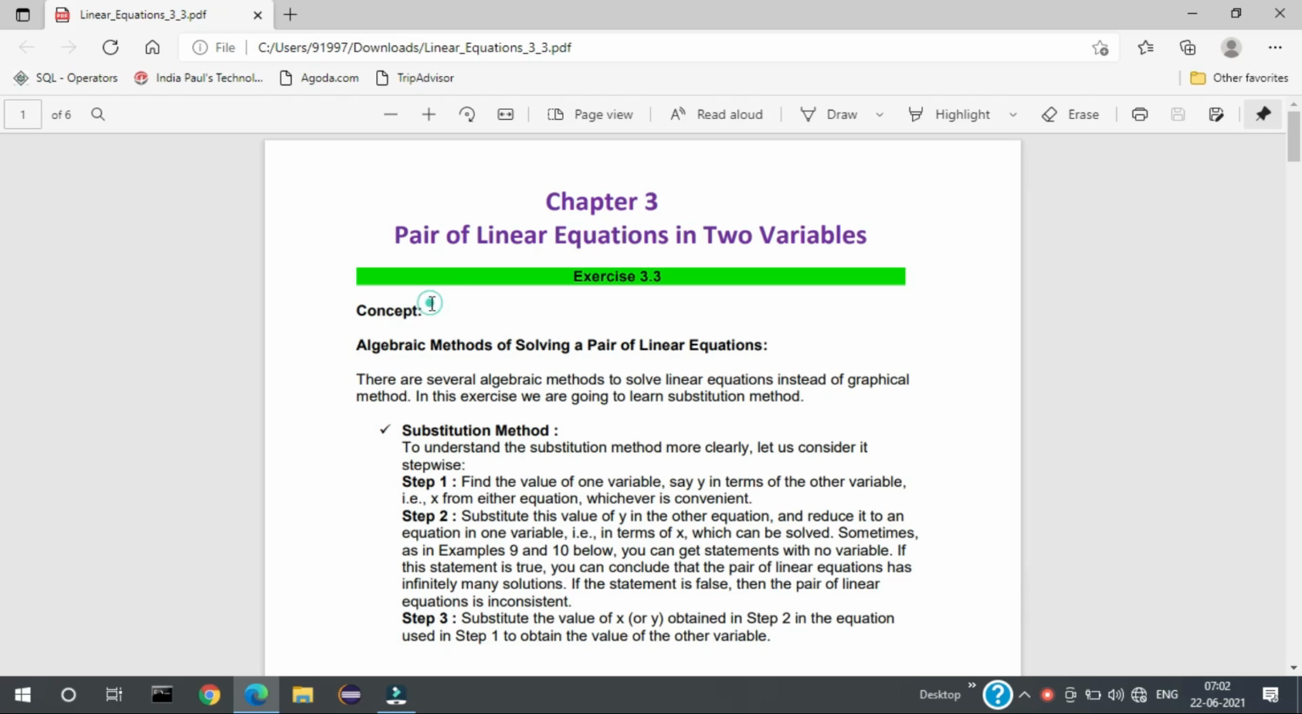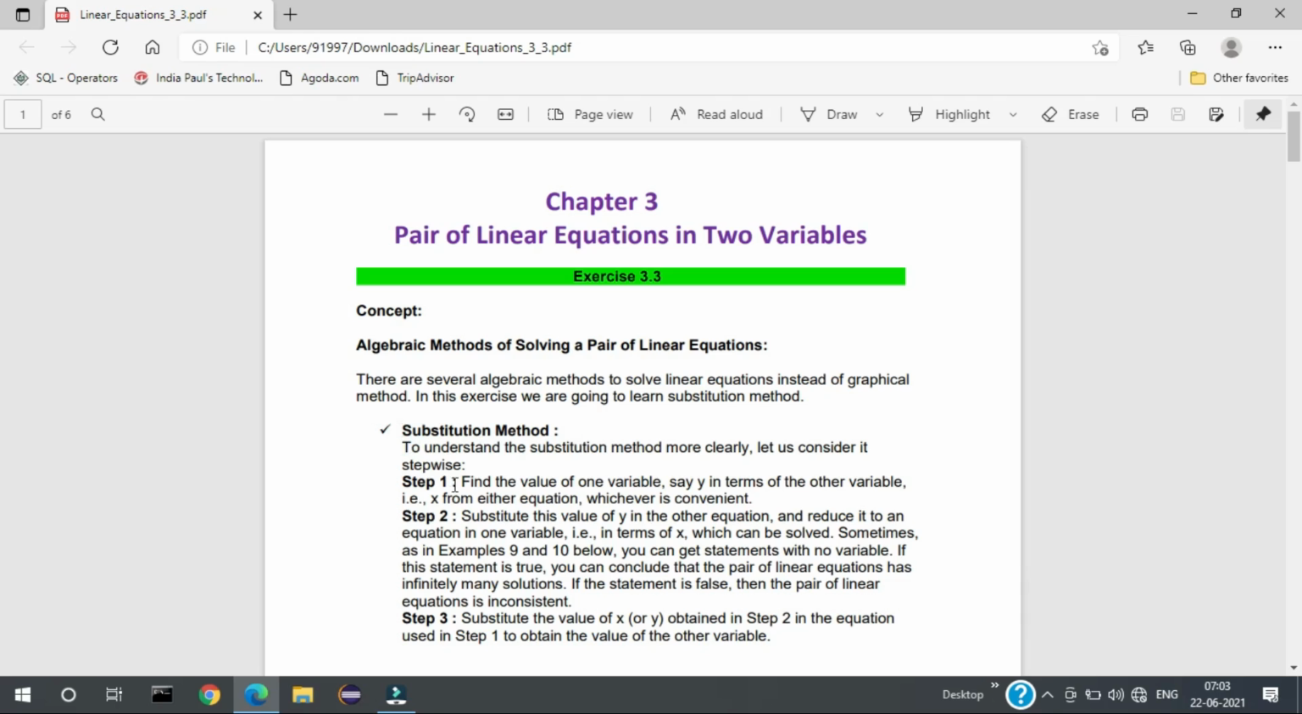Concept: algebraic methods of solving a pair of linear equations. In exercises 3.1 and 3.2, we solved the equations by using the graphical method. Instead of the graphical method, we are going to use the substitution method. The substitution method will give the solutions for the variables.